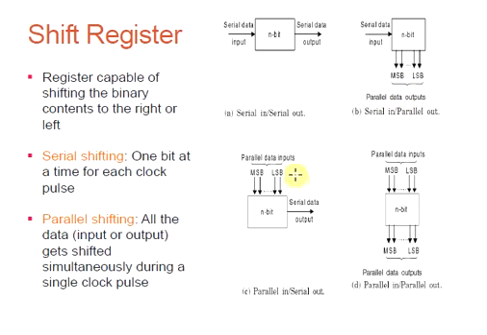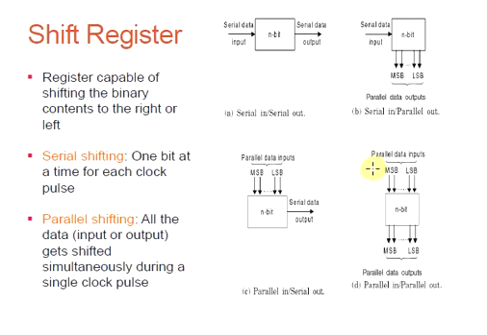And the third type of registers is parallel data input, serial data output, where the input will be given to the registers at a time, whereas output will be taken one bit at a time. That is called the PISO.